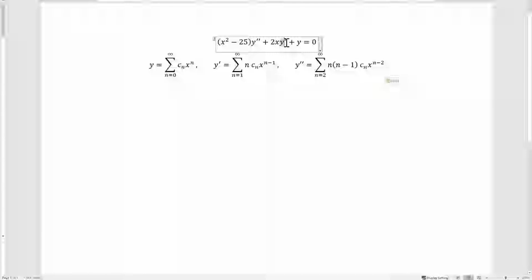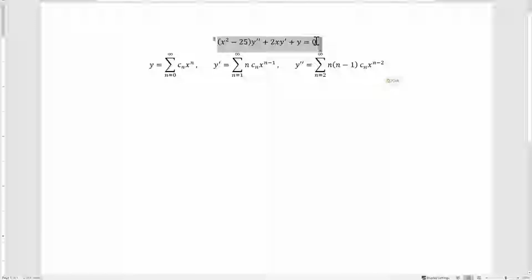To put that into the differential equation, we need our first derivative and our second derivative. If we take the first and second derivatives, we have these two new series. The first is a series with n going from 1 to infinity of n c sub n x to the n minus 1. And the derivative of that would be the series starting at n equals 2 to infinity, n times n minus 1 times c sub n x to the n minus 2.